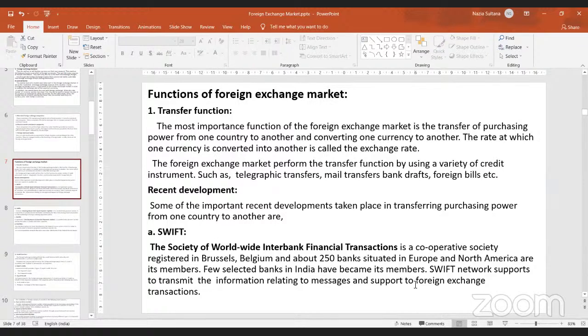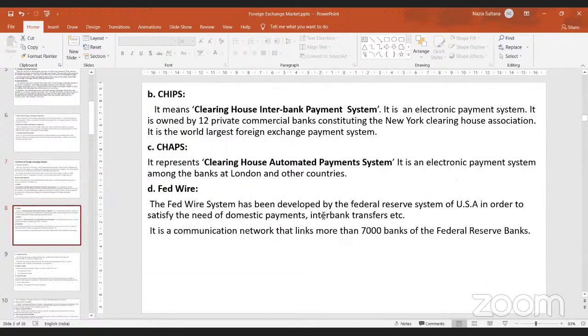SWIFT basically does transmission of information about foreign exchange currency, and transmission of money. Banks wanting to buy foreign currency can approach SWIFT, because it's a cooperative society. The transfer function can take place through SWIFT.